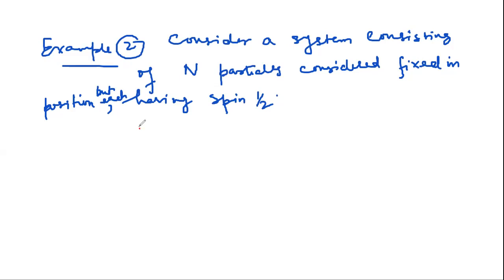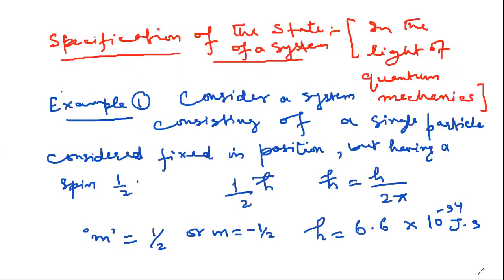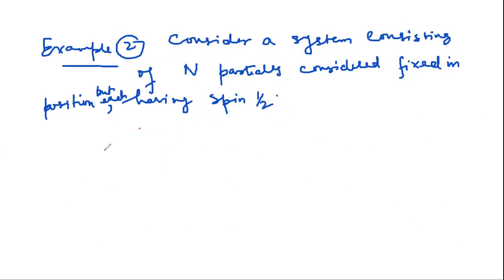Now see, this is the extended system of example 1. In example 1, we had the same system, but the particle number was 1. Now I am saying my particle number is n, all particles have spin half and they are fixed in position. And this n can be large in general. It can be of the order of Avogadro's number, 6.023 times 10 raised to power 23.